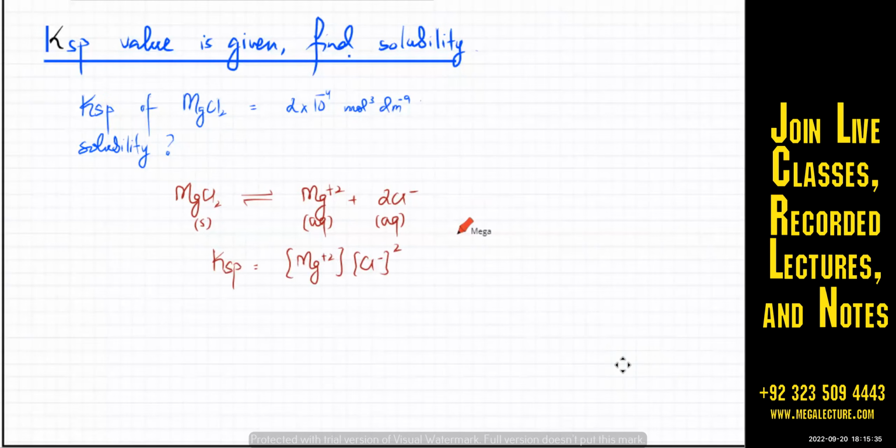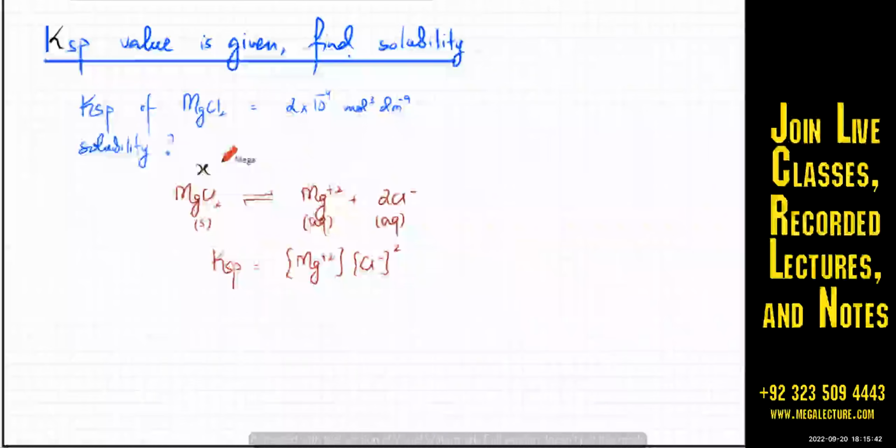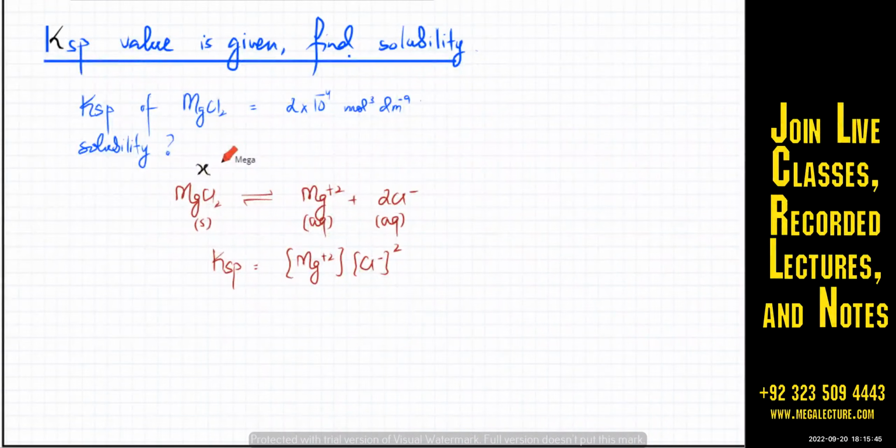Now you want to find the solubility. For solubility, you take the unknown as X. So if X mole per dm cube dissolves, how many magnesium ions will be produced? That's going to be X as well. And how many Cl ions will be produced? That's going to be 2X. The amount of Cl ions in the solution will be twice as many as MgCl2. It's going to dissociate: X mole per dm cube of Mg ions, and 2X mole per dm cube of Cl ions, 1:2. And you're going to substitute these values in the expression.